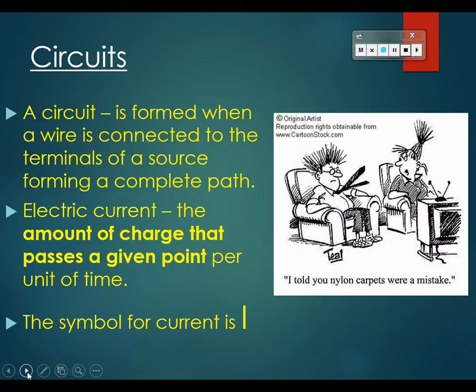Okay, now we're moving into some stuff that you actually did in 6th grade. A circuit. A circuit is formed when a wire is connected to the terminals of a source, forming a complete path. An electric current, and you definitely need to know this one, is the amount of charge that passes a given point per unit of time, and the symbol for that is an I. I don't know why they use an I, but they use an I.